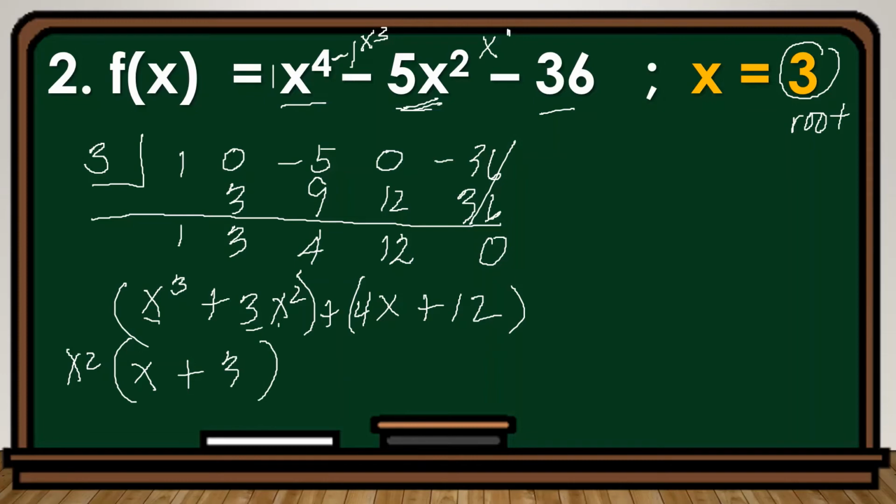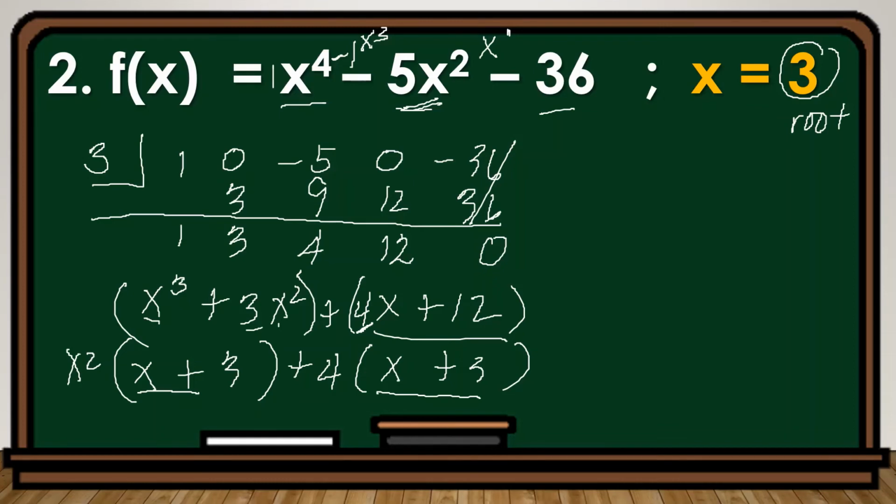What about this part? The common factor is 4. Let's bring out 4. So plus 4. Now 4x divided by 4 is x, and 12 divided by 4 is 3. Please remember that the goal in factoring by grouping is for us to have the same terms inside the parentheses. And obviously, the 2 expressions are the same. So therefore, our factoring by grouping is correct.